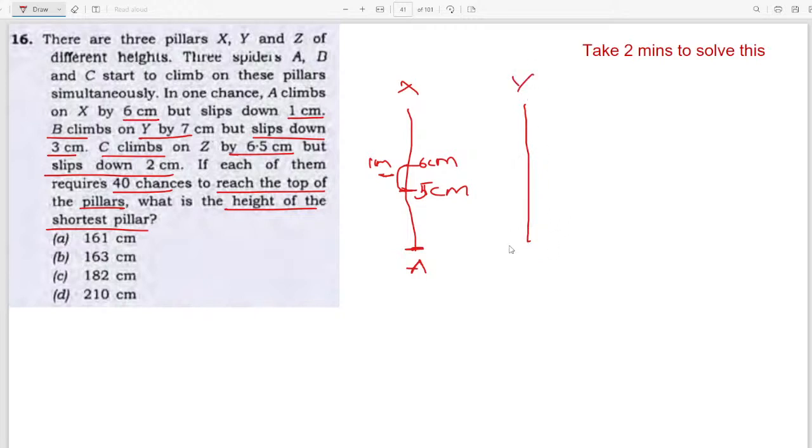Pillar Y, and then you have spider B, and pillar Z, and spider C. So for spider B, it climbs 7 centimeters and slips 3 centimeters. So it goes till here and then comes back here. It slips by 3 centimeters. So effectively, in the first try, it will go up by 4 centimeters, because this is 7 centimeters and this is 3 centimeters.